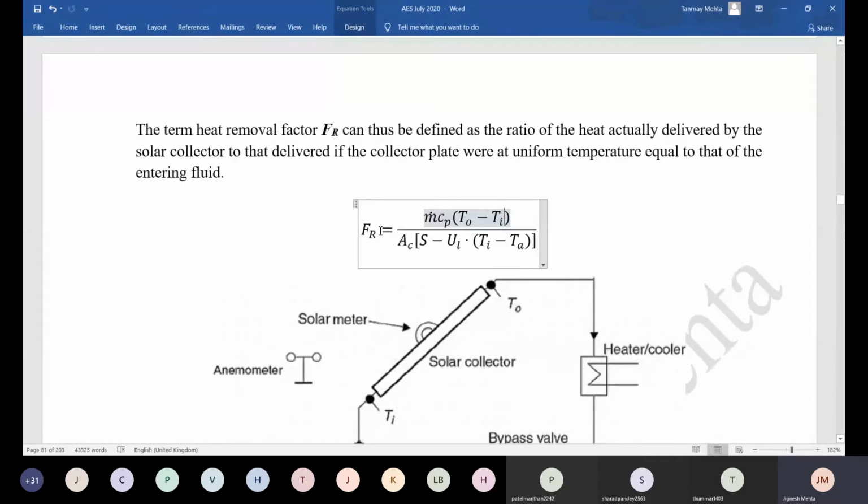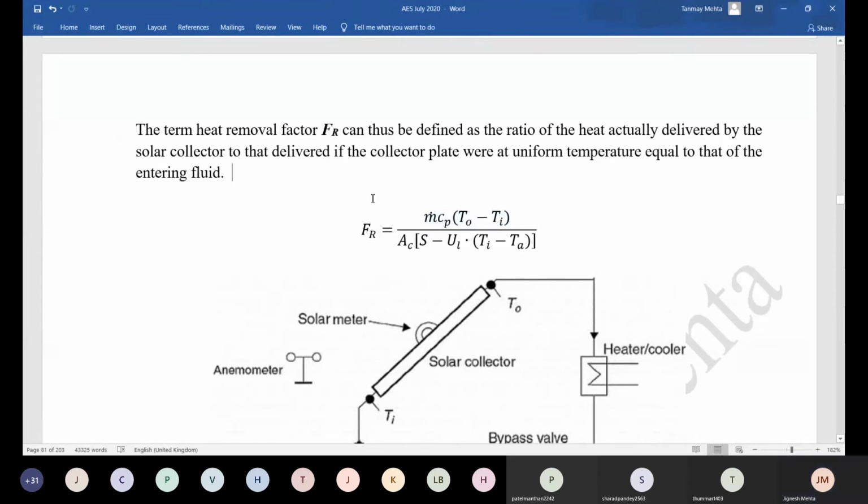So this FR, heat removal factor, is defined as the ratio of heat actually delivered by the solar collector, that is m Cp into (To minus Ti), where To is the outlet temperature of the fluid which is pumped into the collector, and Ti is the inlet temperature of the fluid which is pumped into the collector, divided by the heat delivered by the solar collector if the collector were at uniform temperature equal to that of the entering fluid.